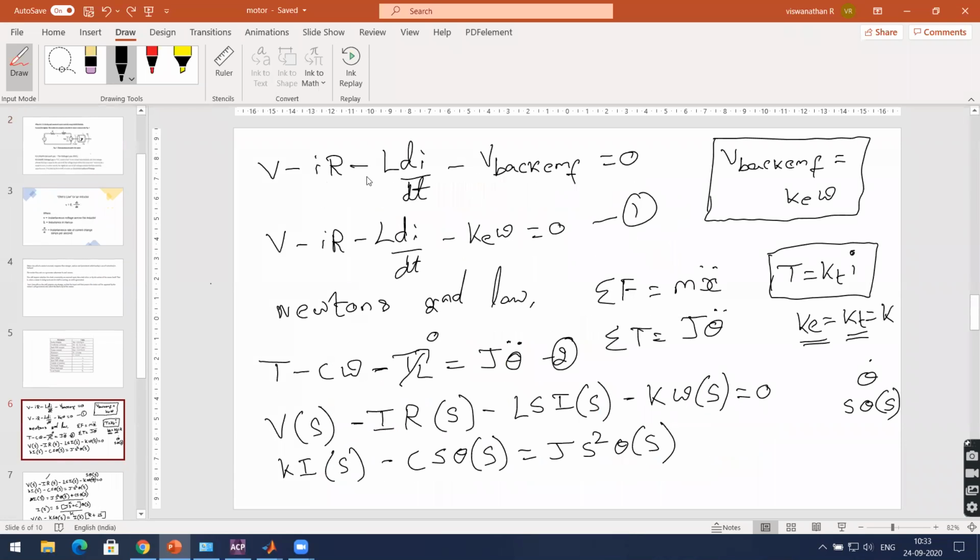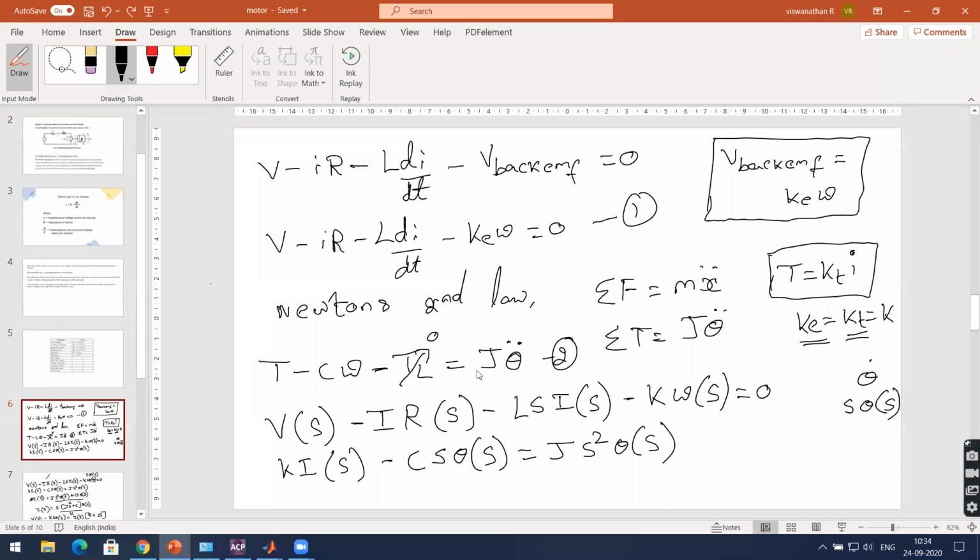According to Kirchhoff's law, we wrote the algebraic sum of all the voltages across the resistor, inductance, and the back EMF. This is the voltage that is applied, and these three are negative because they are opposing it. We also said this back EMF is nothing but this constant multiplied by omega. And from Newton's second law, the summation of all the torques is equal to J into theta double dot.